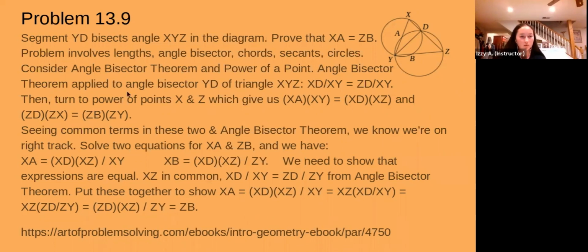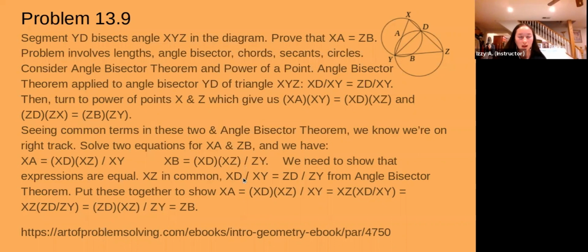Seeing the common terms in these two equations and the angle bisector theorem, we know we are on the right track. Then we can solve the two equations for XA and ZB, and we have the following. XA is equal to XD times XC divided by XY, and ZB is equal to ZD times ZX divided by ZY. We need to show that these expressions are equal, and we have ZX in both of these equations.